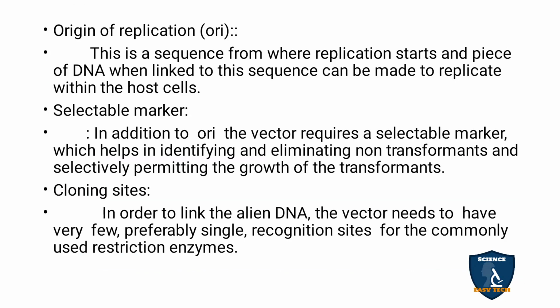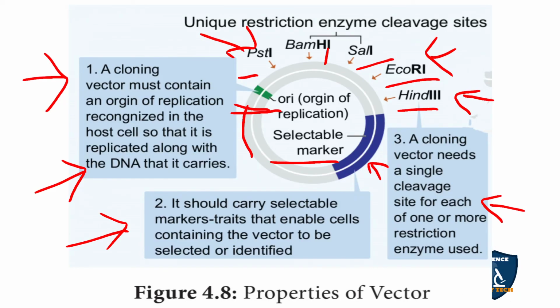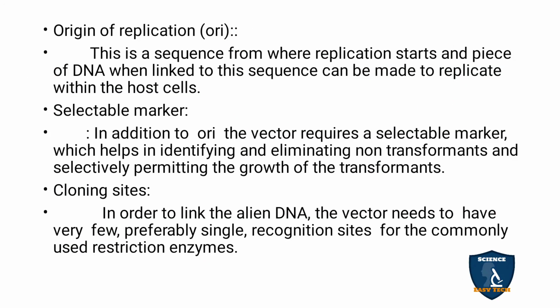Okay. Next, selectable marker. In addition, a vector requires a selectable marker which helps in identifying and eliminating non-transformants and selectively permitting the growth of the transformants. So, the selectable marker will identify and select the transformed DNA to replicate it, and the non-transformed DNA is eliminated. For this purpose, the selectable marker is taken.